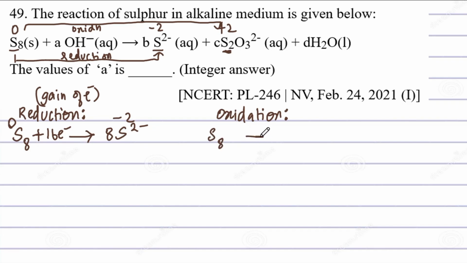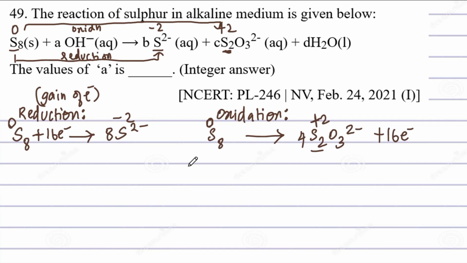So S8 is converted to S2O3 2 minus. The oxidation state of sulfur in S8 is 0. Then in S2O3 2 minus it is plus 2. First let us balance the sulfur atoms. Here you have 8 sulfur atoms. In the product you have to write 4 S2O3 2 minus. Now what is the difference in oxidation state? From 0 to plus 2, the difference is 2. But how many sulfur atoms are involved? Totally 8 sulfur atoms are involved. So 2 into 8 is 16. So 16 electrons are lost.